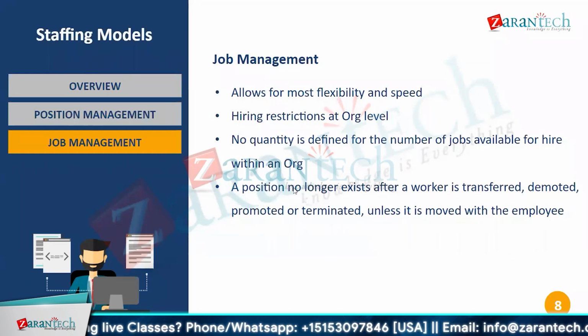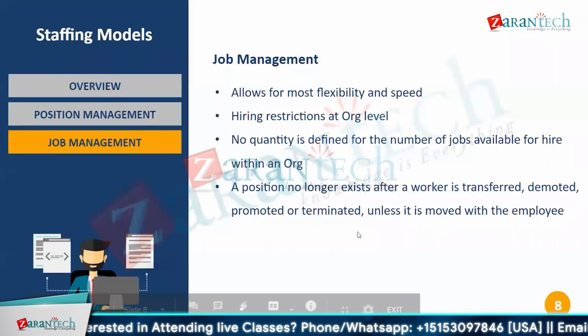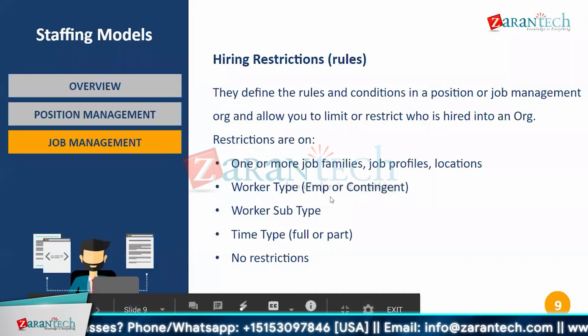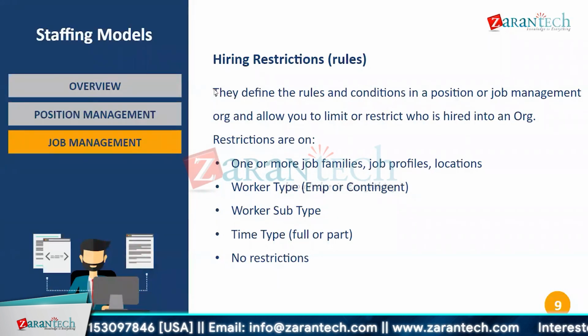And under job management, a position no longer exists after a worker is transferred, basically transfers out from that particular position, unless it is moved with the employee. And then also, positions under position management, they have hiring restrictions. And under job management, the supervisory organization has the hiring restrictions. Okay. So hiring restrictions are the rules and conditions in position or job management that allow you to limit or restrict who is hired into an organization.